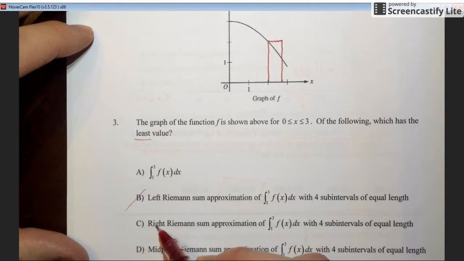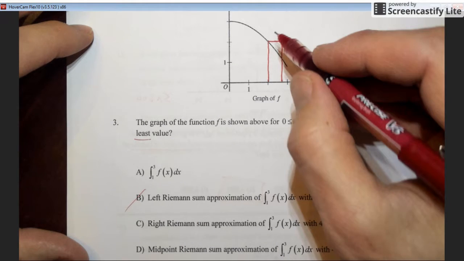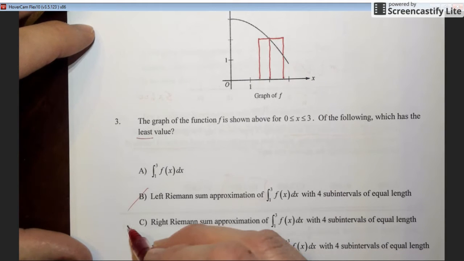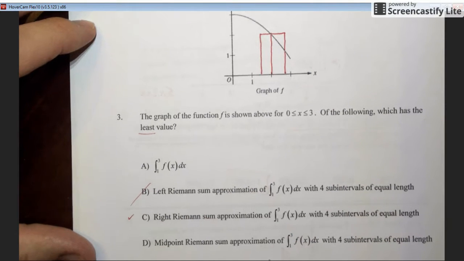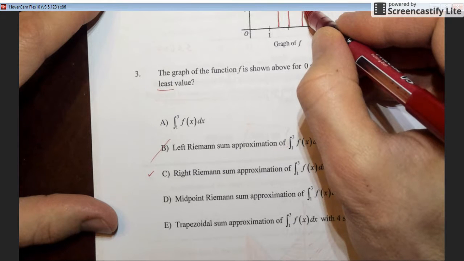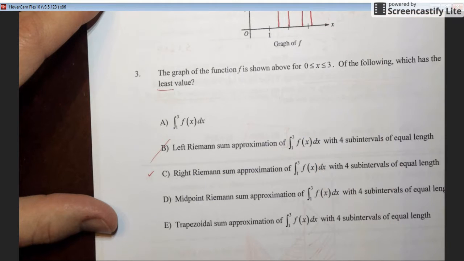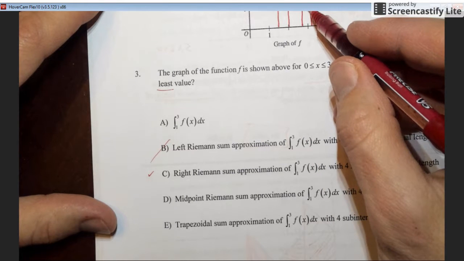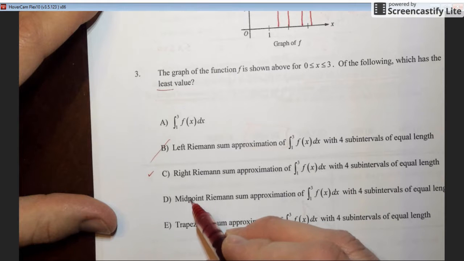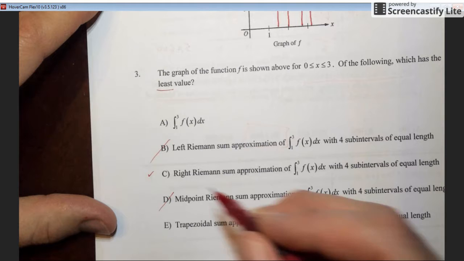That means that the right will be an underestimate. If the left is an overestimate on a decreasing function, then a right rectangle will be an underestimate. So this is a possibility. Midpoints, they crisscross, and some will be above and some will be below. That's pretty hard to figure out if that's an over or an under. We know it's going to be pretty exact, and the right is definitely missing a lot. So the midpoint might be an underestimate, but it's definitely not going to be the least value. So the midpoint is out.